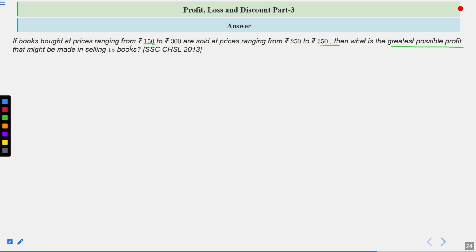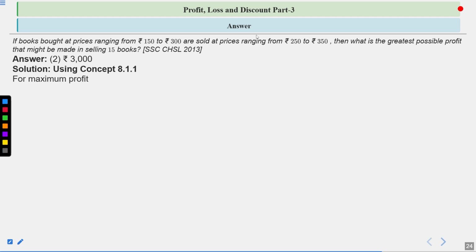So we can let the cost price be 150 rupees for each book, and we can let the selling price of each book be 350 rupees. Then we can calculate the profit of the 15 books easily. So the correct answer of this question is the second one, which is 3000 rupees. Now see the detailed solution using concept 8.1.1 in this question.